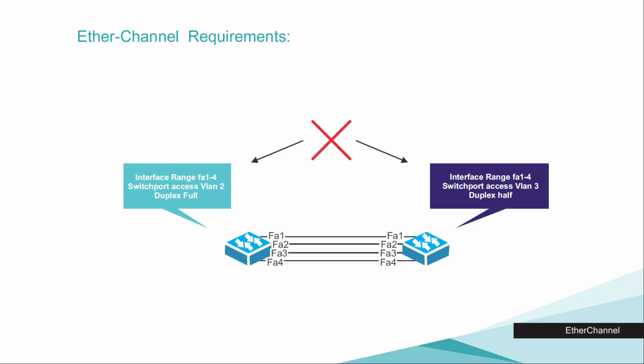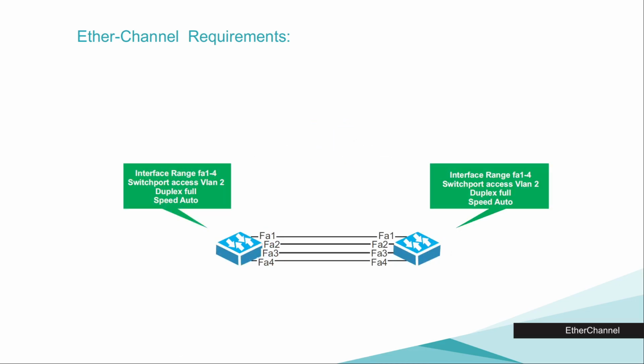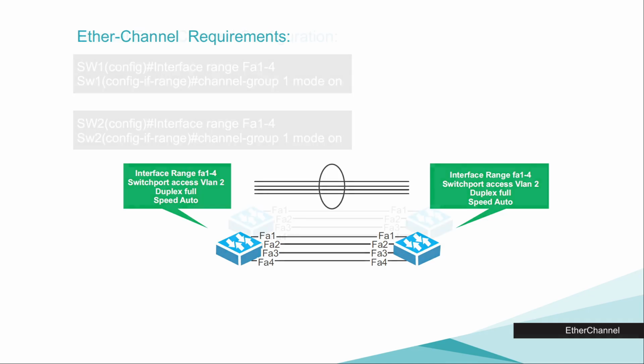One side is configured with VLAN 2 and the other side with VLAN 3. And also we have a duplex mismatch: one side configured with full duplex and the other side with half duplex. So here is another example. In this example, both sides are configured with VLAN 2, full duplex, and the speed is auto. The result is that our EtherChannel will work and we will not have any issue deploying it.